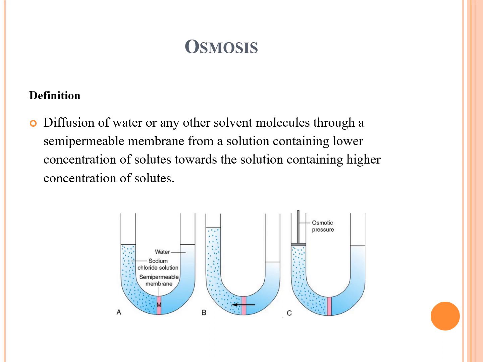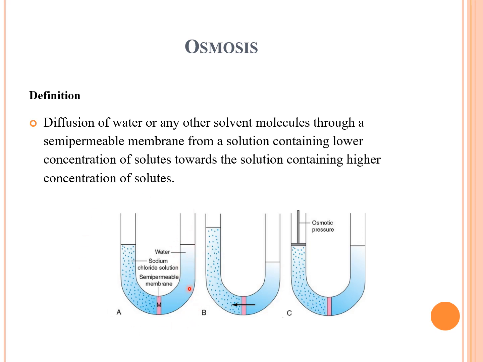So this is one type of passive transport mechanism. The other type of passive transport mechanism is osmosis. Diffusion of water or any other solvent molecules through a semi-permeable membrane from a solution containing lower concentration of solutes towards the solution containing higher concentration of solutes is the definition of osmosis. How to understand this definition? It is very simple. Just with this diagram, you can remember it for life.